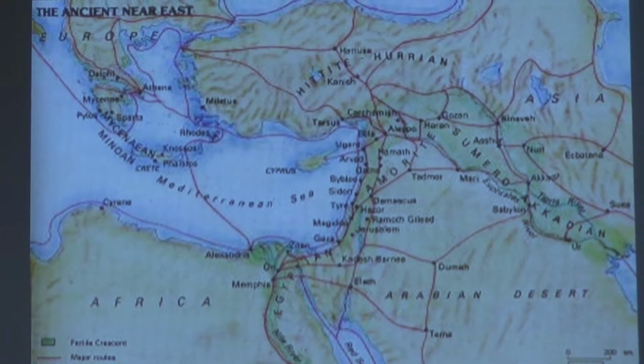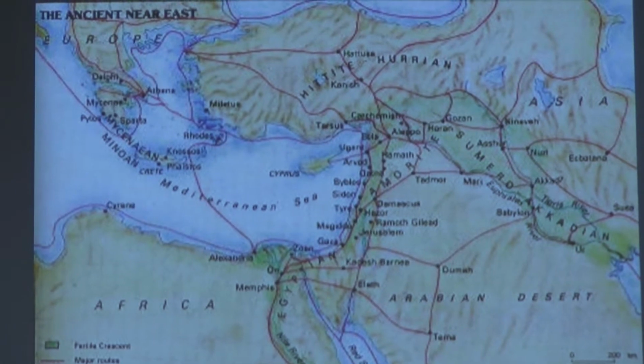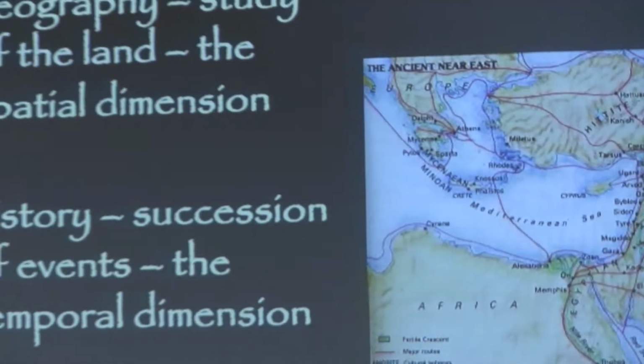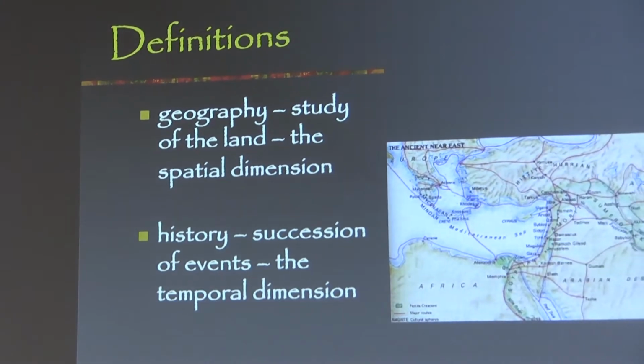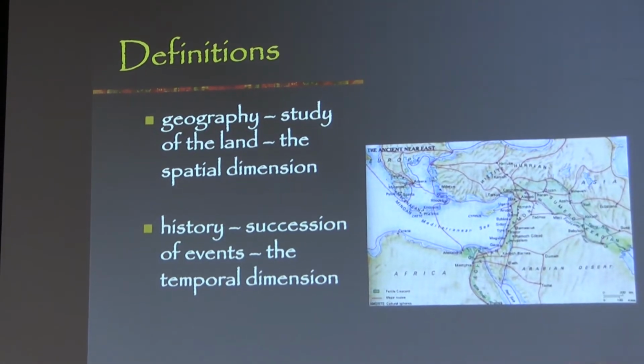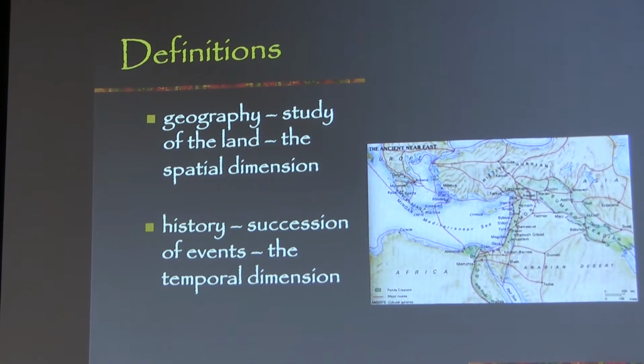Geography, first of all, is simply, and these are very, very simple definitions, by the way, it's the study of the land. As one of my teachers of geography used to say, it's the playing board on which all these things take place. It's our spatial dimension, and we'll say a lot more about how that all works in a moment.